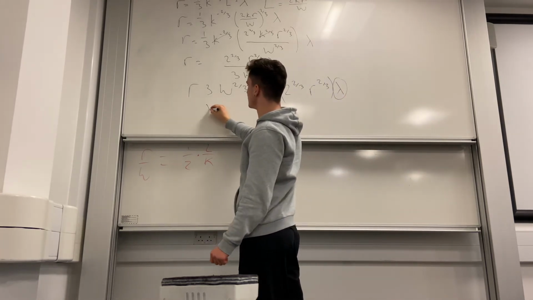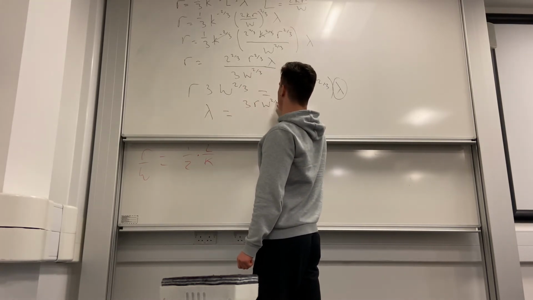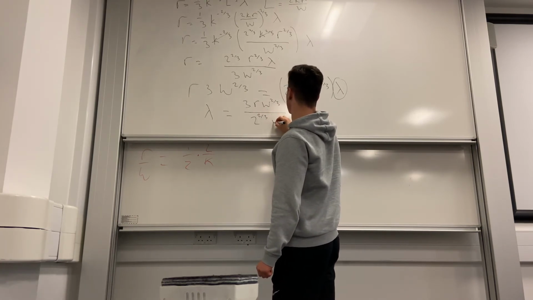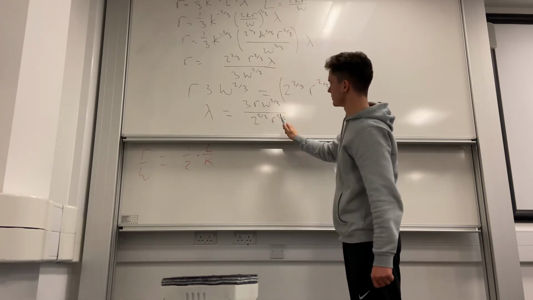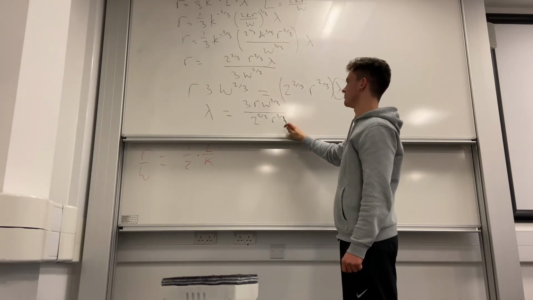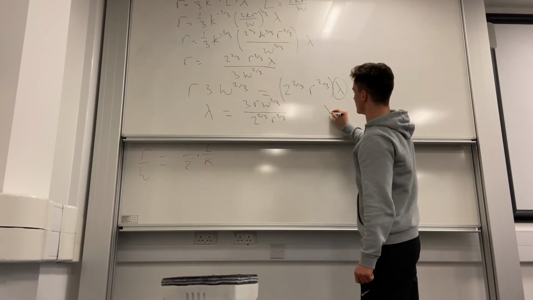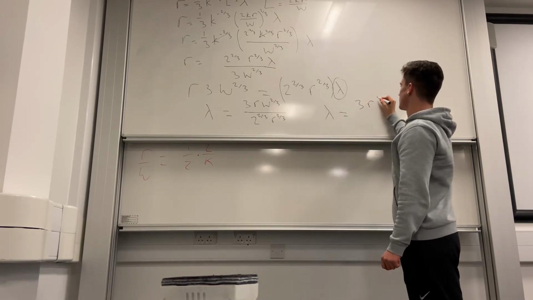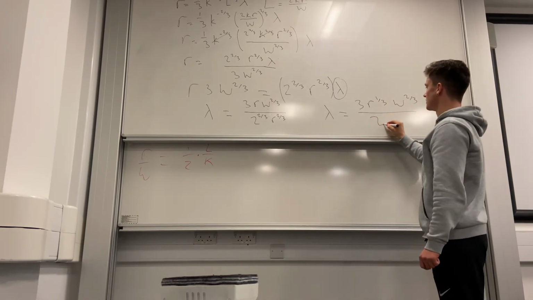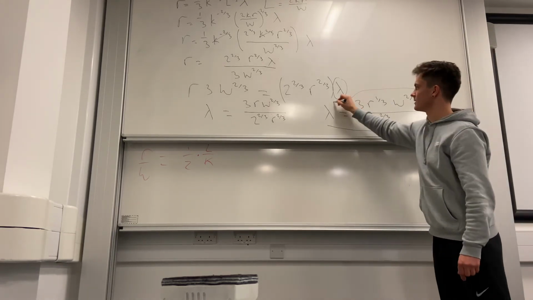So we get lambda is equal to 3r w to the power of 2 over 3 over 2 to the power of 2 over 3 r to the 2 over 3. And we can see that we've got two r's here, so it's a division, so r to the power of 1 minus r to the power of 2 over 3, since they're the same thing. So we've got lambda is equal to 3 r to the power of 1 over 3 w to 2 over 3 all over 2 to the power of 2 over 3. And that's your value for lambda.